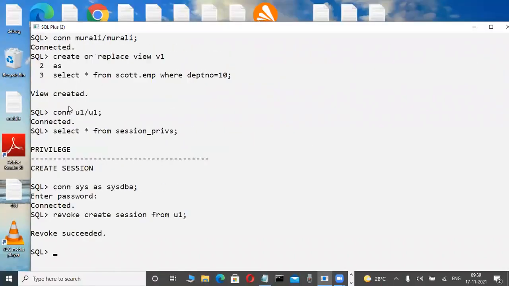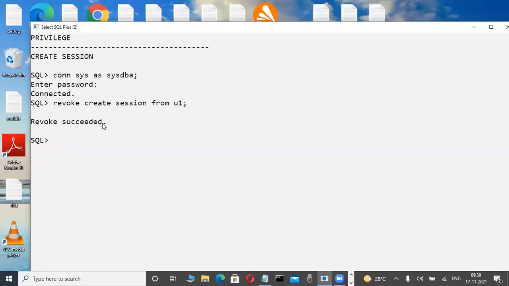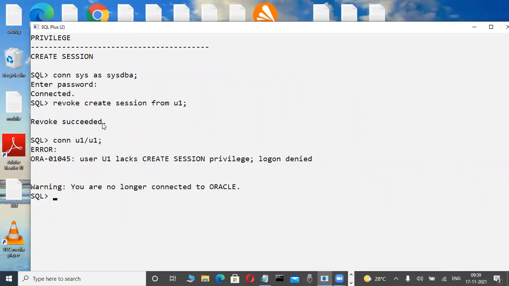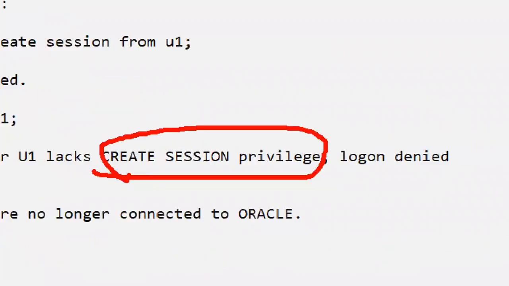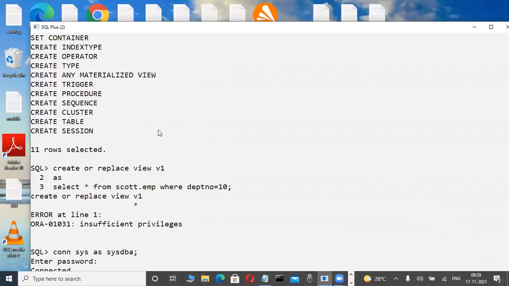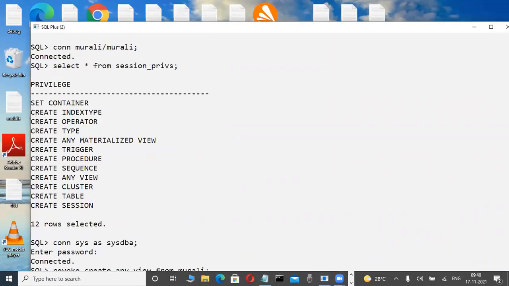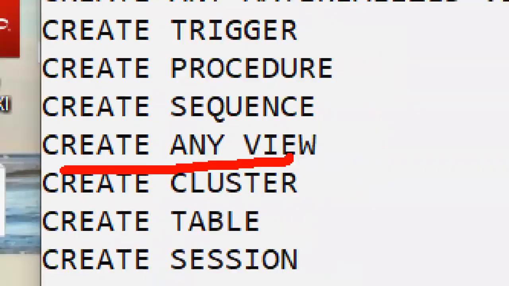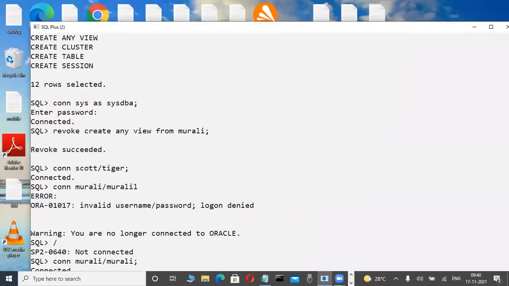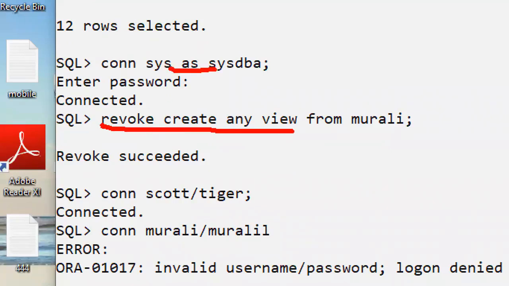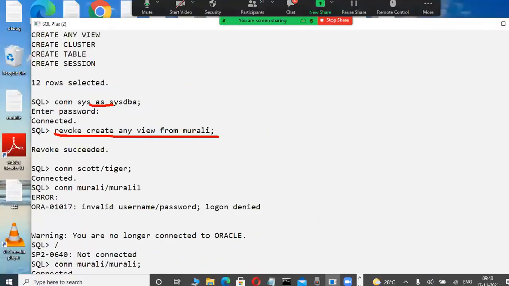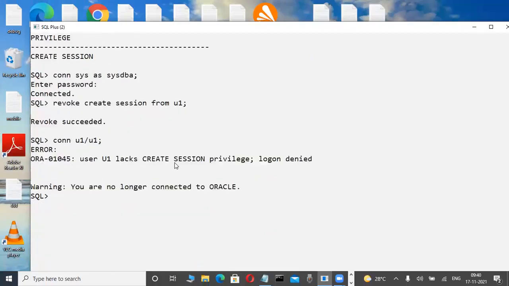In the previous case this user could connect to the server, but now he is unable to connect. Why? Because the create session privilege is not there. That's why I cancelled it. Observe here: user U1 lacks create session system privilege. Similarly, in the previous classes the create view system privilege was given to the user Murli. Now I connect as sys and revoke create view from Murli. Then the revoke is successful. Like this, system privileges are cancelled.